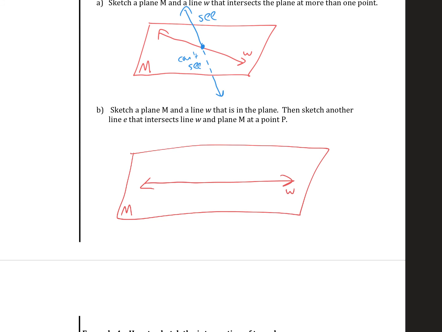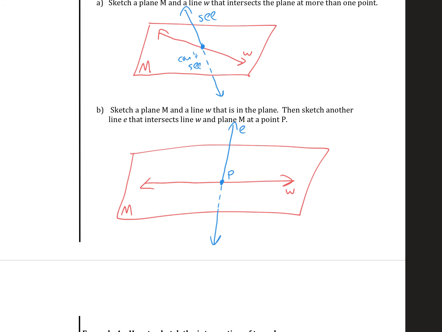And then we need a line E that intersects line W and plane M at a point P. So we're going to draw it so it intersects the plane at one point here, kind of like we were talking about. Can't see this dashed part. And that's going to be line E. And it intersects at point P. And yeah, there we go. That's kind of our example there.